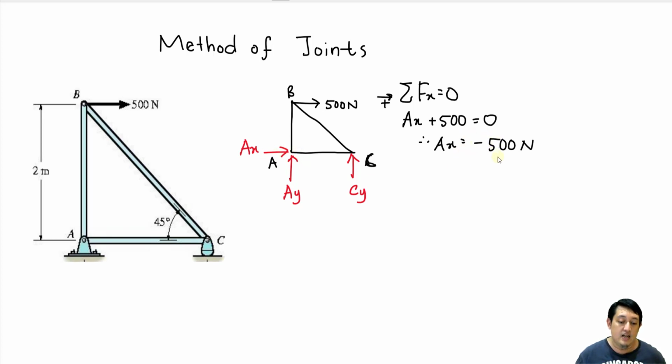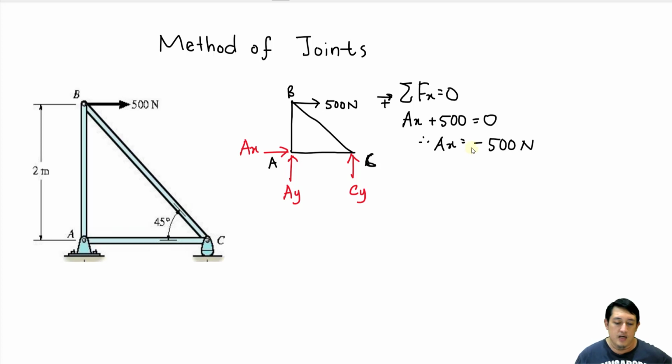But when we calculate, the answer is negative. So that means the actual direction of this AX here is to the left, not to the right, but to the left. Don't change, no need for you to change the free body diagram here. Just maintain. AX here is negative 500 Newton.